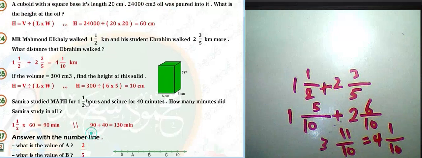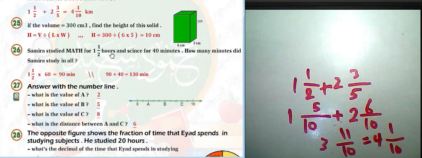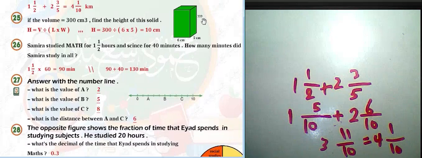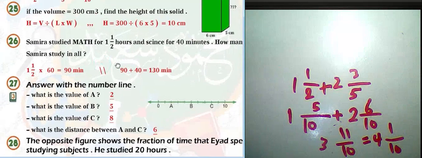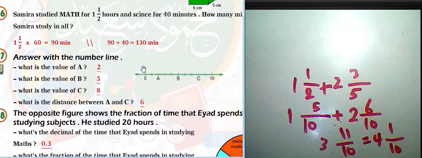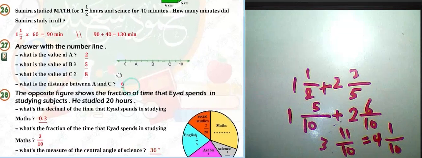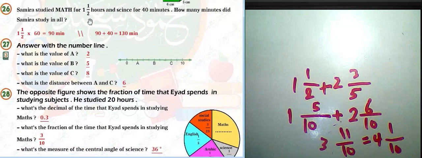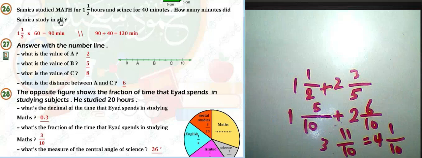If the volume is 300 cubic centimeters, find the height of the solid. The height equals volume over length times width. 5 times 6 is 30. 300 divided by 30 equals 10 centimeters. Question 26. Samira studied math for 1.5 hours and science for 40 minutes. How many minutes did Samira study in all?